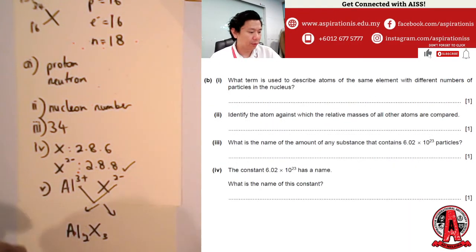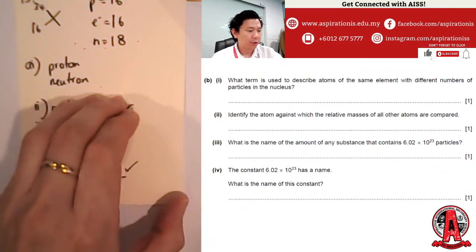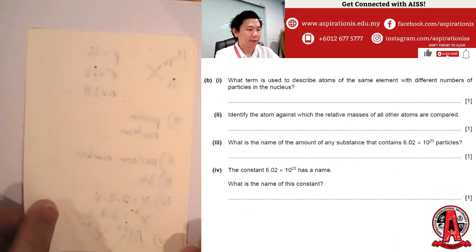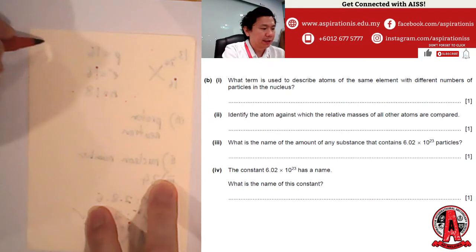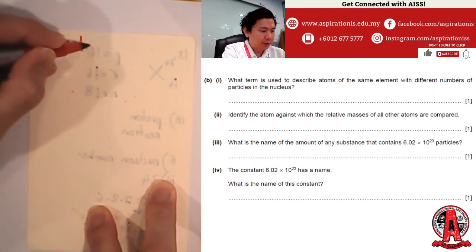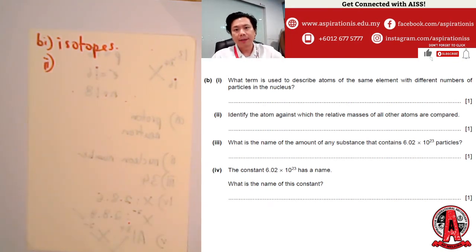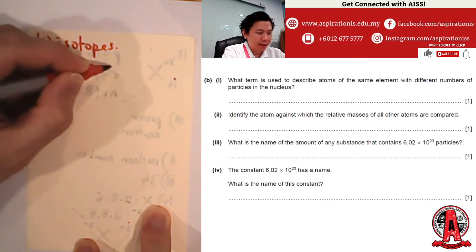I think we attempted this question in the multiple choice. Different versions of atoms of the same element. The answer to this question is isotopes. B. Identify the atom against which the relative masses of all other atoms are compared. You will know that the masses of all atoms are compared to the atom of carbon 12.